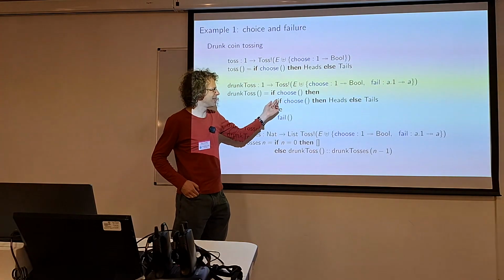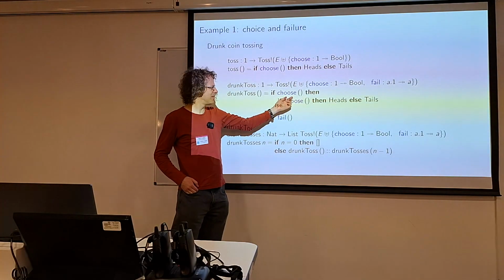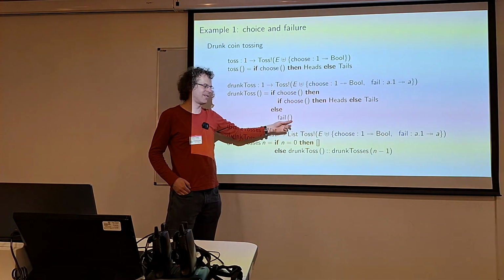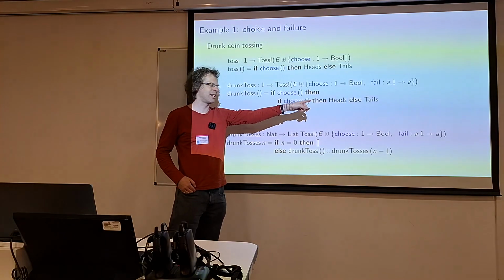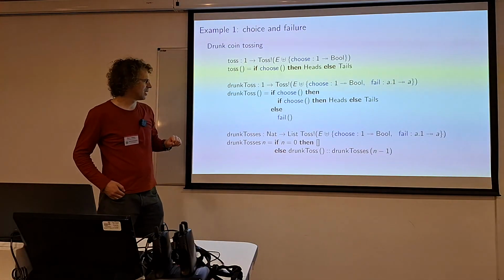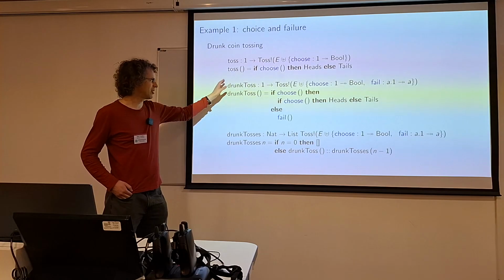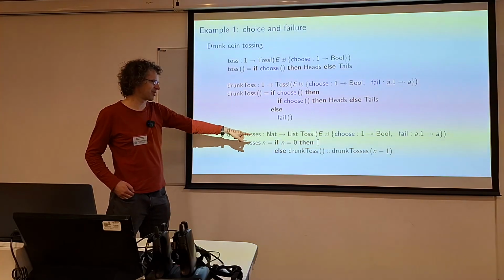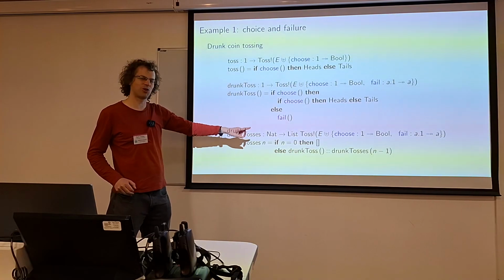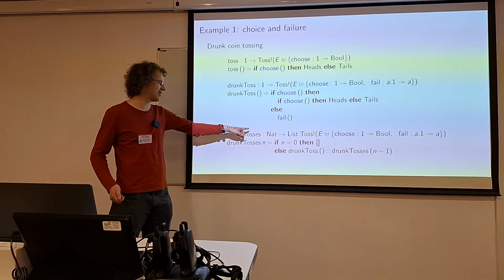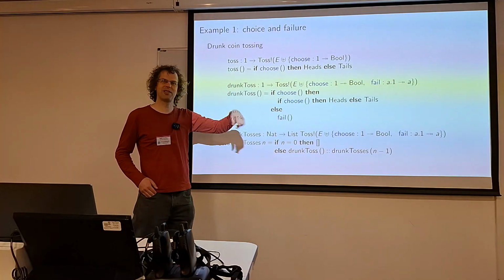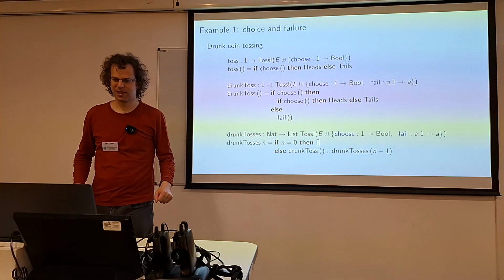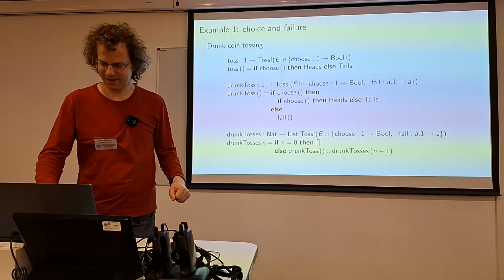And then we first make a choice to see whether the drunk catches the coin. If they don't, then we fail. If they do, then we decide whether it's heads or tails. And we can just use these functions like any other function. So this is just a recursive function that's going to toss, or try and do a drunk toss, n times, counting down each time you recursively call the function. Clear? Yeah.